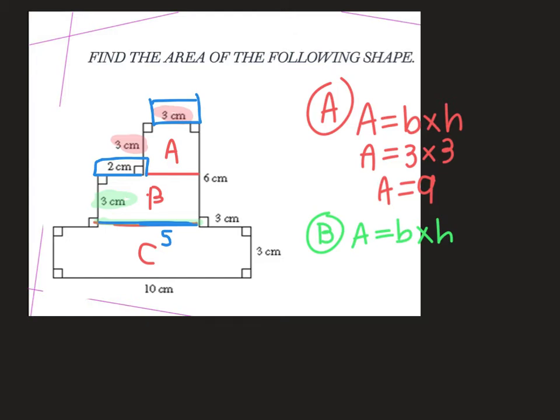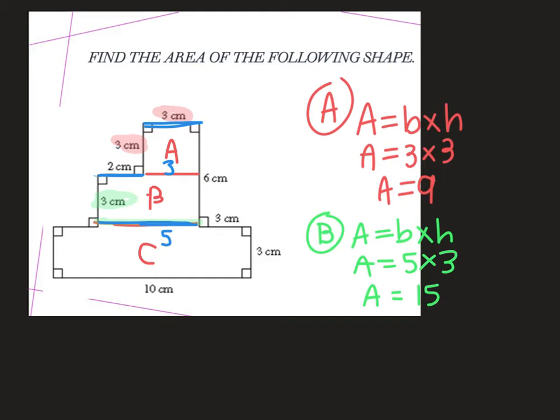And another way we know it is if I look and see this is 2 centimeters from here to here, and I know that this is 3 centimeters there. That means this is 3 centimeters down there, that red line. 2 plus 3, again, gives me my 5. So my base, back to shape B's formula, my base is 5, my height is 3, 5 times 3 is 15.